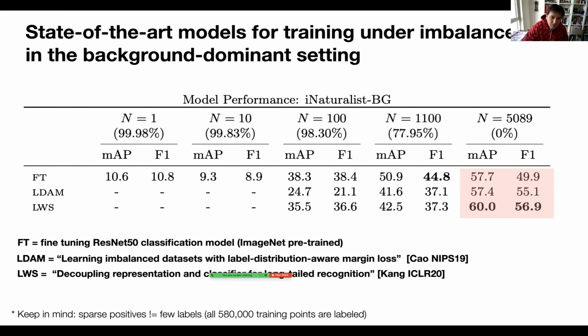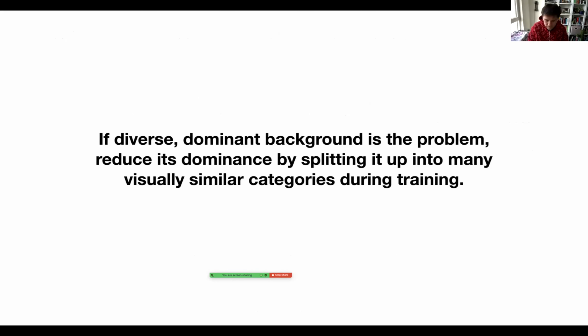Okay. So what we're doing now, and this is a technique that Ravi here at CMU came up with, the main insight is that if the dominant background is causing us problems, let's just get rid of it.